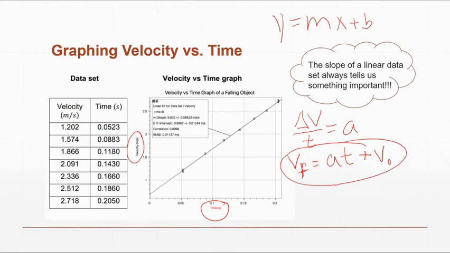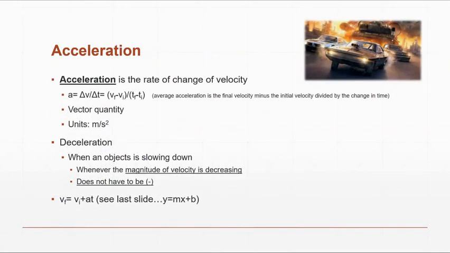Okay, so what is acceleration? Acceleration is going to be the rate of change of velocity. So v final minus v initial divided by change in time, divided by the time that it takes. It is a vector quantity. Magnitude and direction matters. The units are meters per second squared.